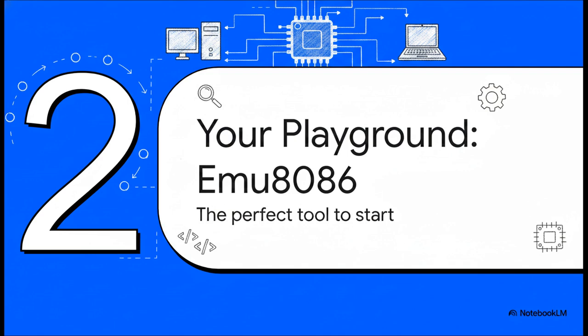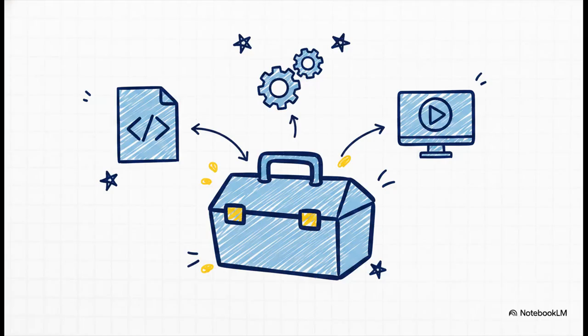Now, let's meet our main tool for today, Emu8086. What it is, is an emulator. It basically creates a little virtual microprocessor right there on your computer, giving us a totally safe and easy-to-use playground to experiment in. The real beauty of Emu8086 is that it's this all-in-one package. We don't have to go out and install a bunch of different tools. We can write our code, turn it into machine language, and run it to see what happens all in one single program.